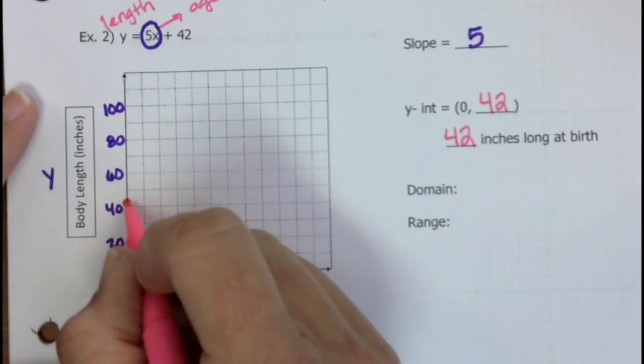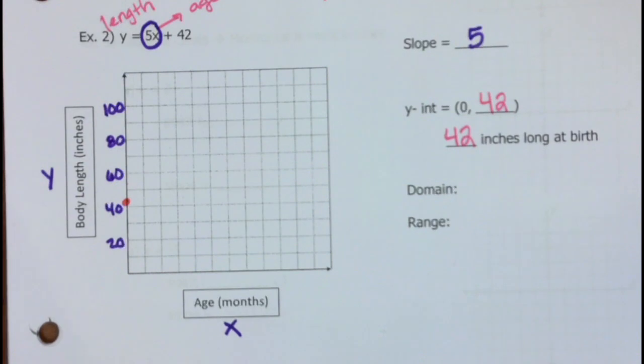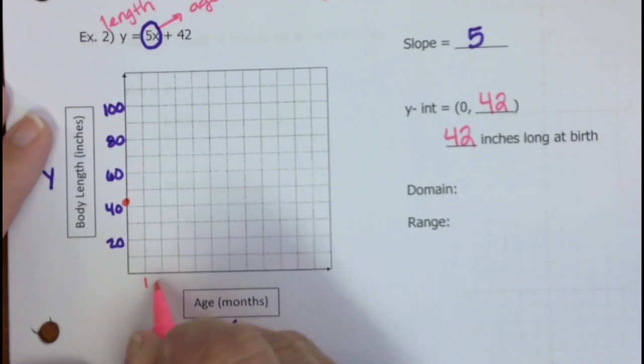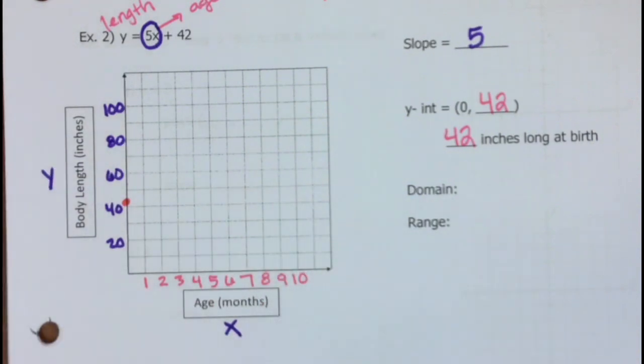So this is 42. So plus 5 would be what? Let's do 47. Yeah, let me label this. I forgot to label my x. I'm sorry. 8, 9. Age in months. I probably should have counted by something different, huh? It's okay.